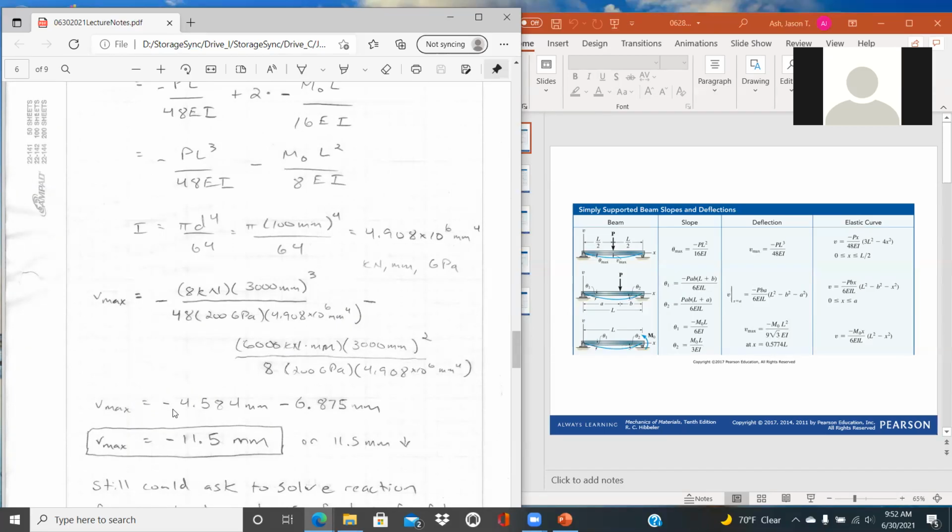And we get then a minus 4.584 millimeters based on the application of the point load in the center. And then we get minus 6.875 millimeters due to the application of both of those moments. So each moment would provide half of this displacement. So combined, it's double that. And then just subtracting those, we end up with maximum displacement equal to 11.5 millimeters. And the negative just indicates it's going to displace downward.